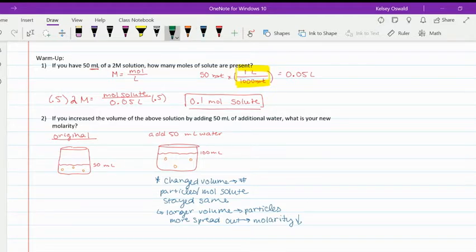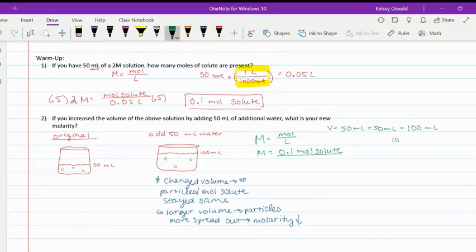So if we want to find our new molarity, we're going to follow the same process. We're going to do moles divided by liters. Again, our number of moles did not change. We did not add or remove any of those solute particles. So take our 0.1 moles of solute and divide it by our volume. If we did 50 milliliters plus 50 milliliters, our new volume would be 100 milliliters.